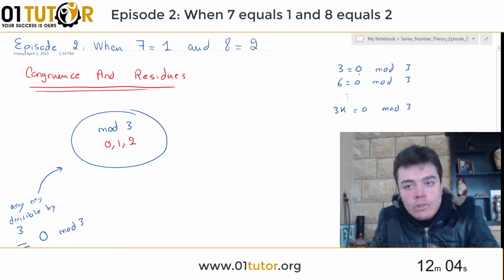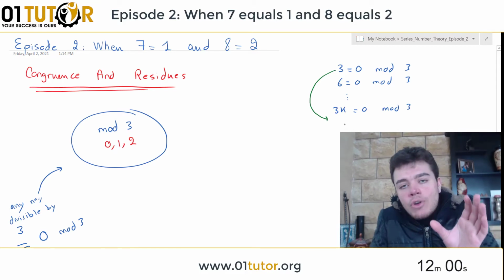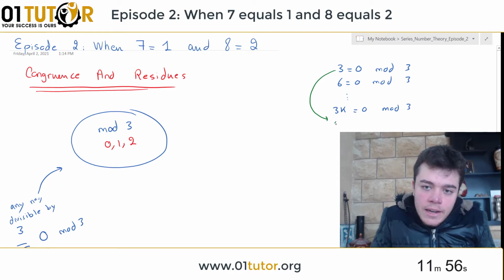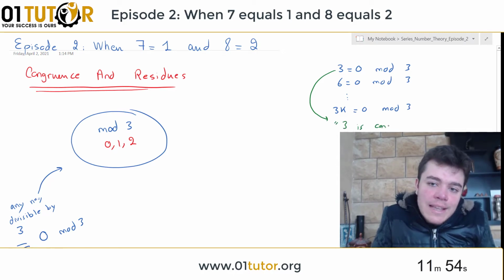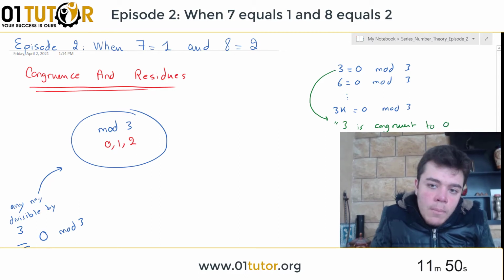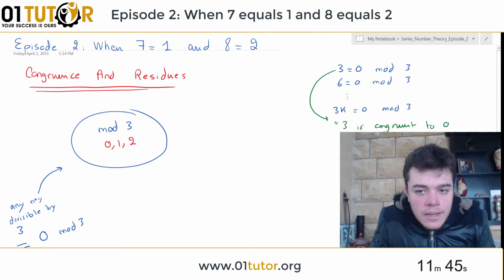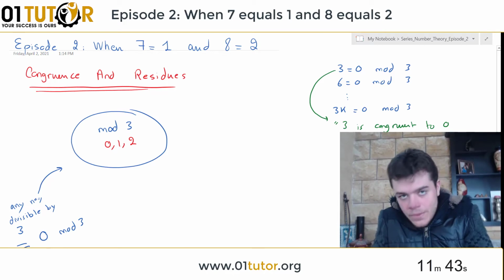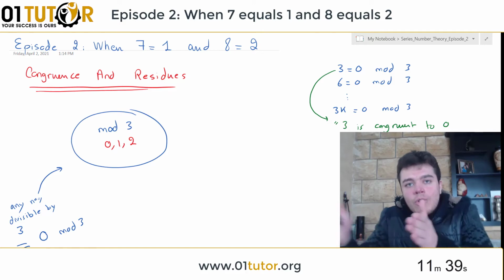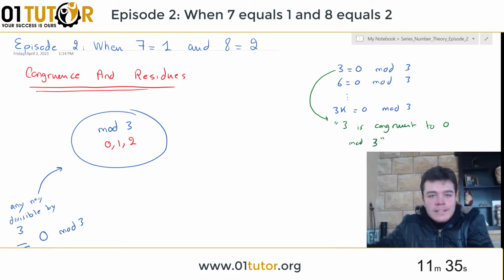When I write 3 equals 0 mod 3, the meaning of this in English words is that 3 is congruent to 0 modulo 3. When we say that it's congruent to 0 mod 3, this means that when 3 is divided by 3, it leaves a remainder of 0. So 3 is congruent to 0 mod 3 means that 3 leaves a remainder of 0 when it is divided by 3.